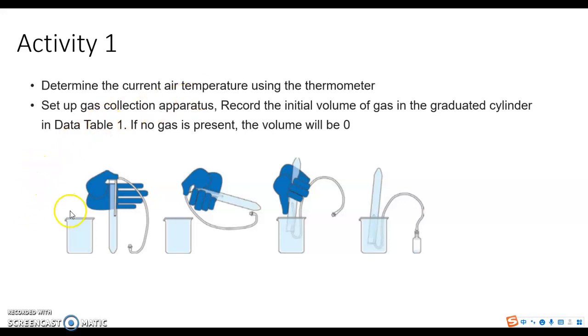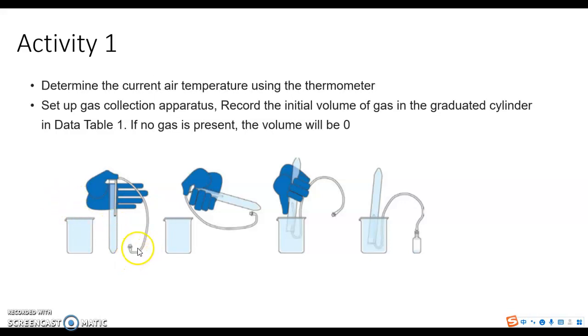Second, you need to set up the gas collection apparatus. This is very important, and the lab manual also provides you a detailed video, so I'm not going to repeat the process here. Please watch the video there, and you can practice several times until you get a good apparatus, and then you can proceed with the reaction.